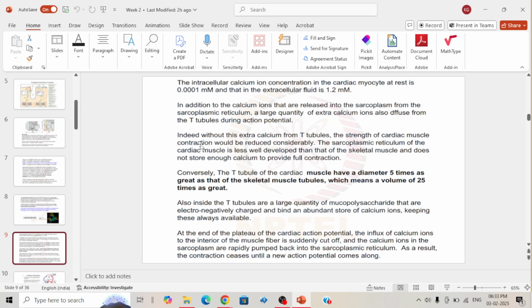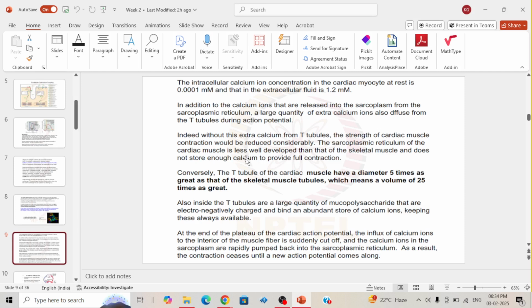And indeed, without this extra calcium from T tubules, the strength of cardiac muscle contraction would be reduced considerably, because there's a difference of 1000 to 10,000 folds in the calcium ion concentration from inside to outside. So the strength of the contraction would be very, very low if these calcium ions from outside won't enter inside the cell.